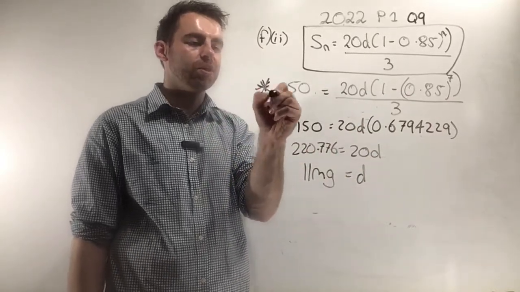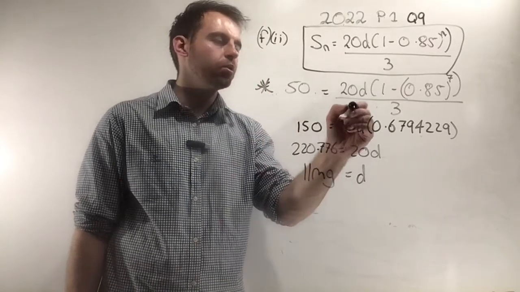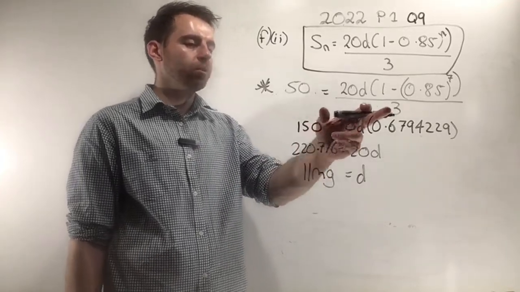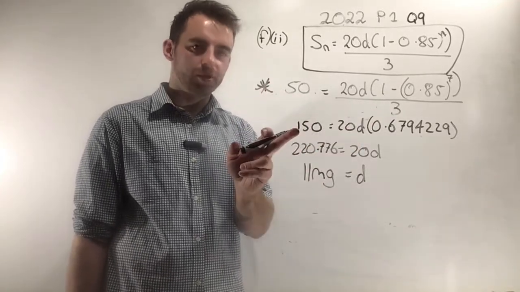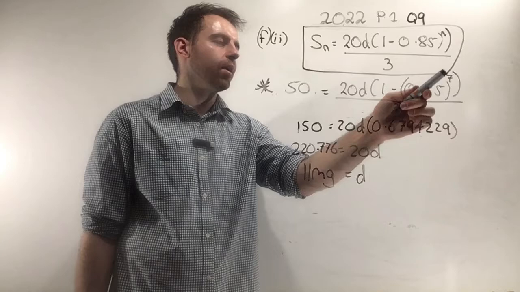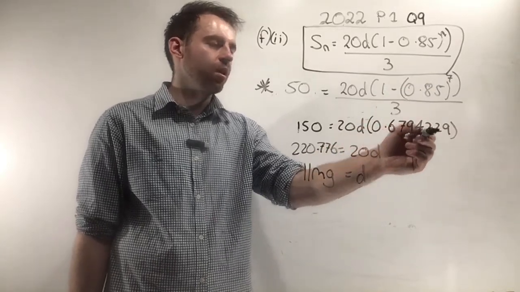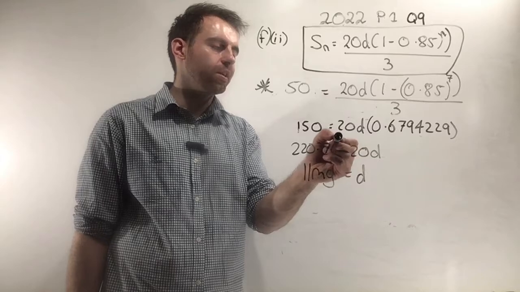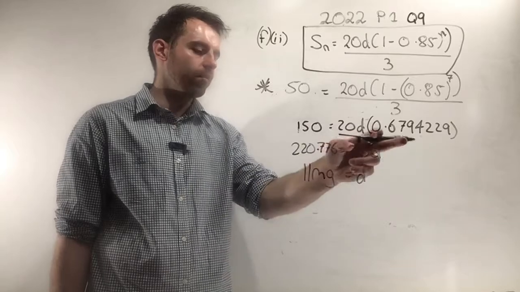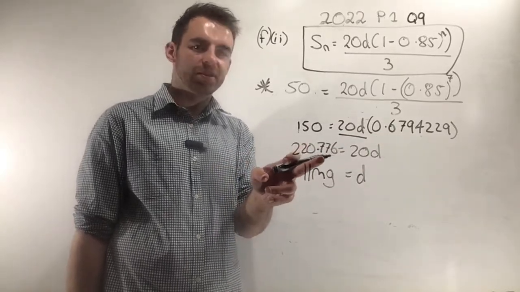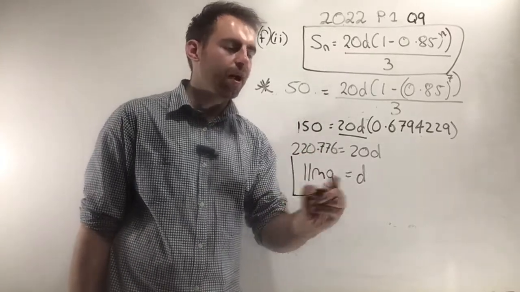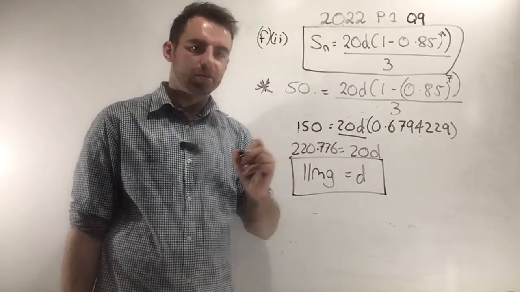So if you look at this equation now, I've got one equation and one unknown, so I should be able to just manipulate it to find a value for D. What I did in the next line, I decided to multiply both sides by 3, so 50 by 3 becomes 150, and I plugged the bracket into my calculator. 1 minus 0.85 to the power 7 gives me 0.6794229. Now I just wanted to get 20D on its own, so I divided both sides by this number. 150 divided by that number gives me 220.776. If 20D is equal to that, to get my final answer I divide both sides by 20, and that leaves me, to the nearest milligram, with D equal to 11 milligrams.